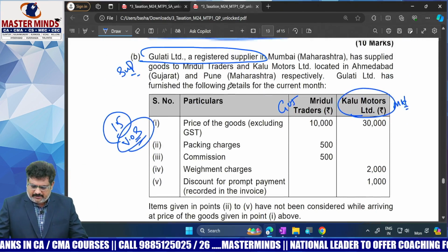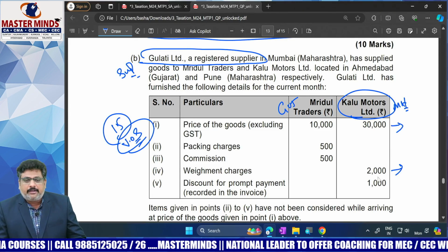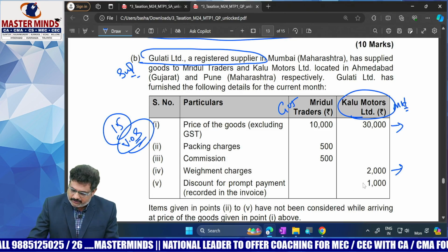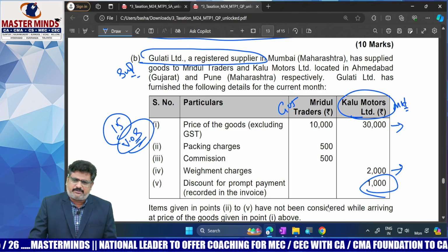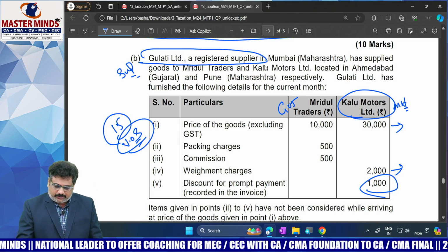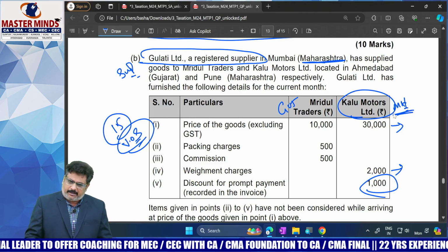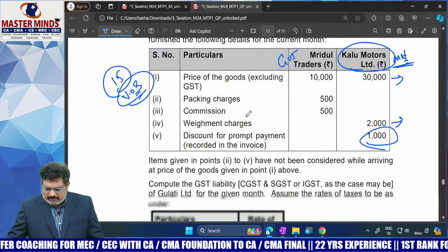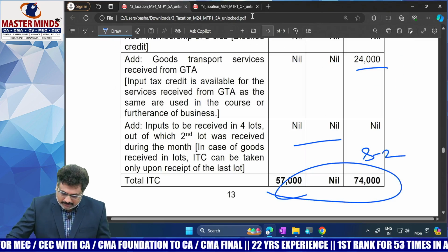And see the second one. What is the price? 30,000. Weighment charges, incidental expenses up to the stage of delivery, includable; discount excludable. Thereby, the taxable value will be 30 plus 2 minus 1, 31,000. Where is the LOS? Maharashtra. And where is the POS? Maharashtra. Intrastate supply, therefore CGST and SGST need to be paid. And for this you need to write the working notes. That is a very, very basic level question that was asked in the exam.